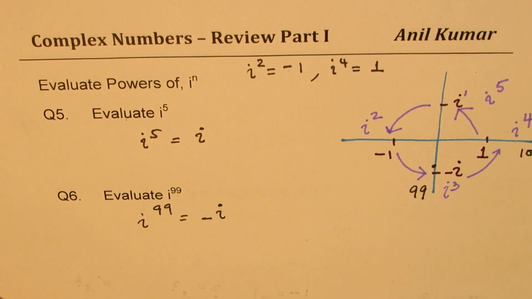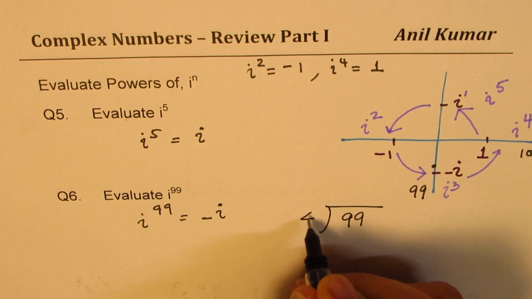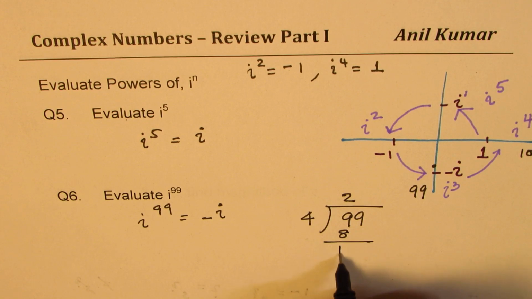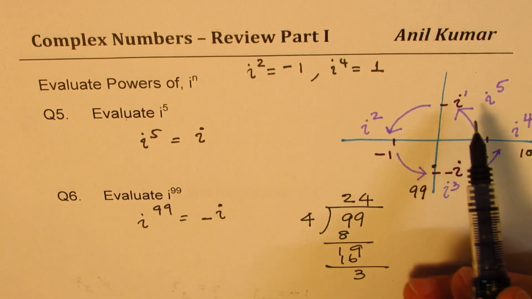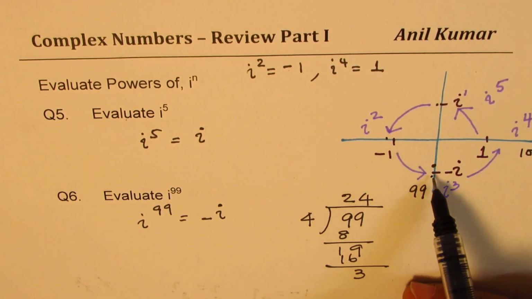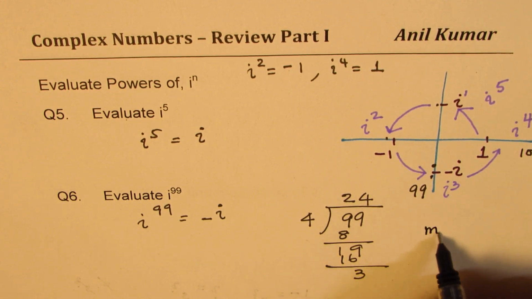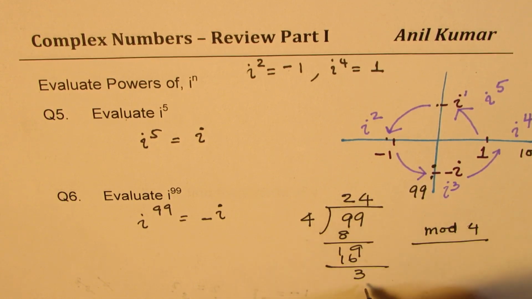Does it make sense to you? So what we need to do here, we can divide 99 by 4. Right? So we get 4 times 2 as 8, 19. 4 times 4 as 16. Remainder is 3. So remainder 3 means 1, 2, 3. So we get our answer as minus i. Do you see that part? So we also say mod 4. So that is another way of doing it. This is by division. So I hope this step is absolutely clear.